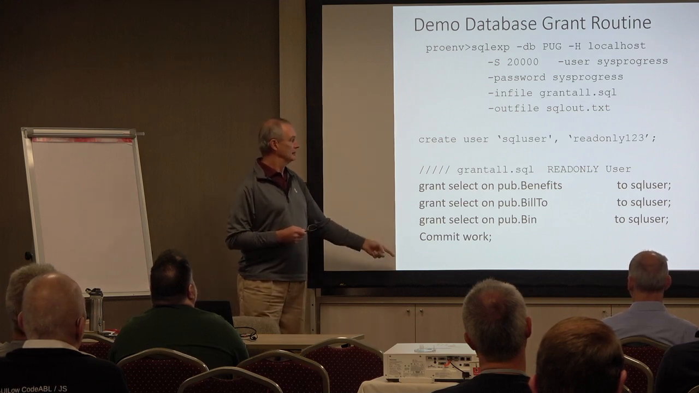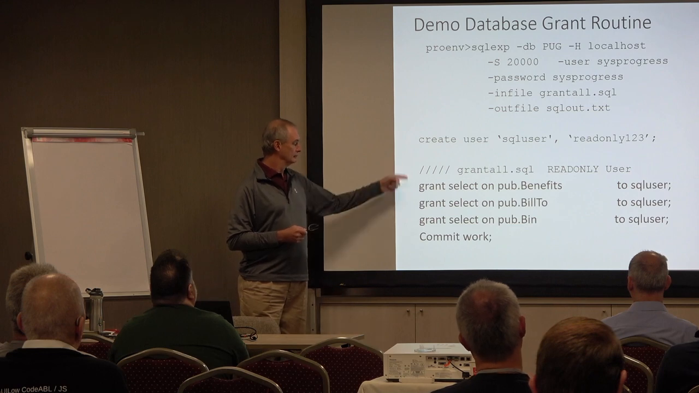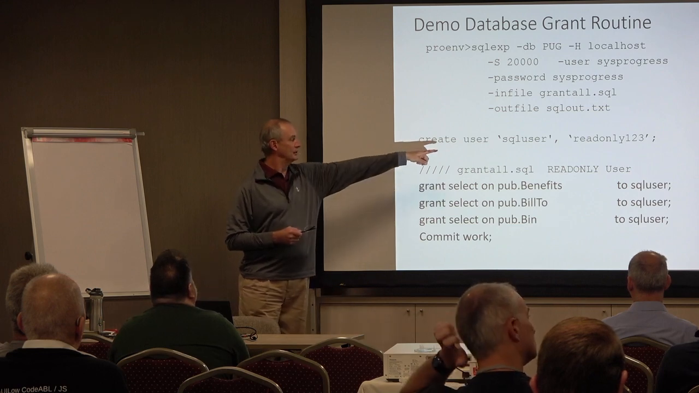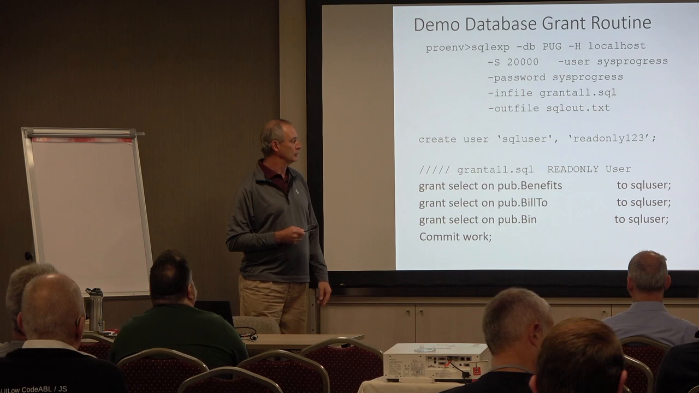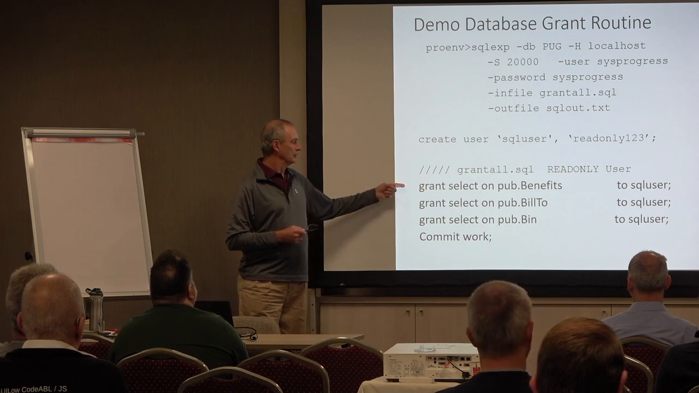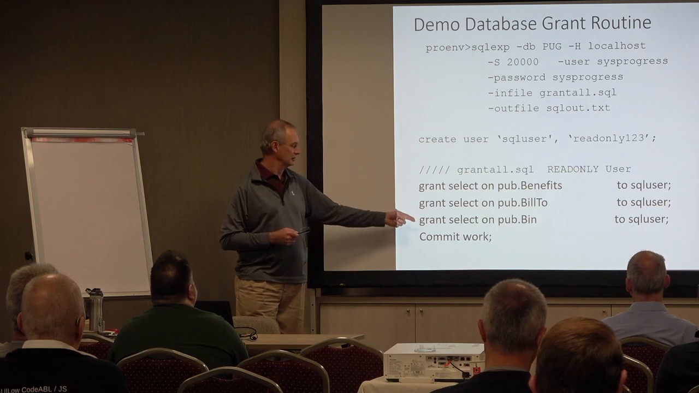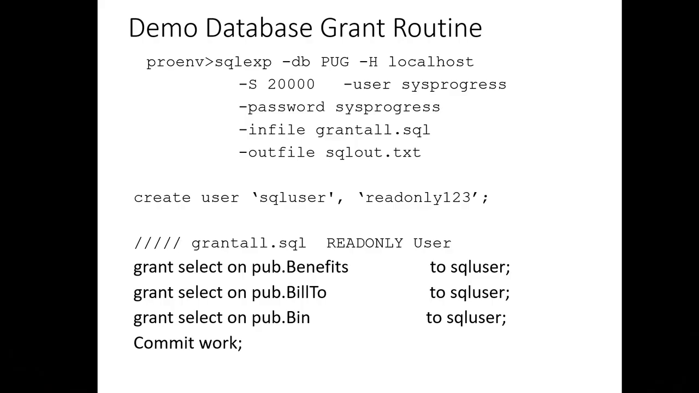This is the content of my grant file. I've got a user, SQL user, with a password of read123. What we're doing is giving them grants to benefits, bills, and bin, and we're committing our work. So when all of this runs, this user ought to be able to go in and query these three tables and nothing else, but everything in those three tables.